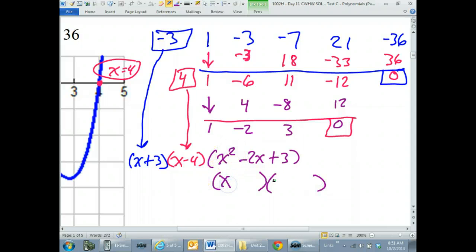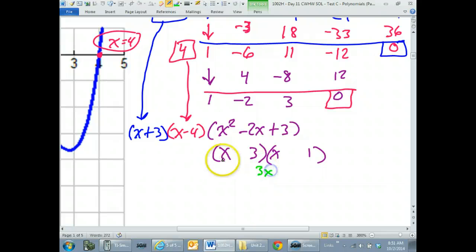x squared, x times x. 3 times 1. Inner plus outer must equal middle. Inner I have 3x. Outer I have 1x. What signs do I need to make -2x? -3 and +1 will give me -2. Right, I see what you're saying. I see you saying we have a problem here. Yeah, so that would mean I'd have a -3 and a +1.